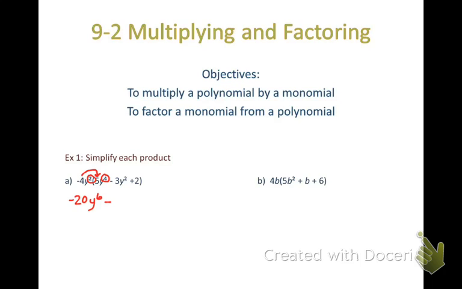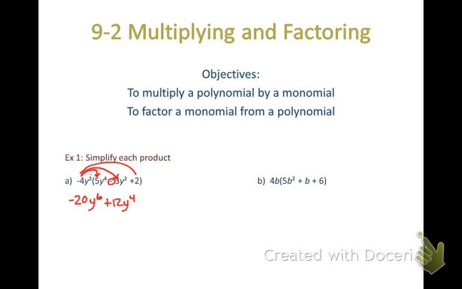And then you're going to do the next one. So negative 4 times negative 3, because you have this minus sign. So negative 4 times negative 3 makes it a positive. And that would be a positive 12, and then y, and then add the exponents, which would be 4. 2 plus 2 is 4.